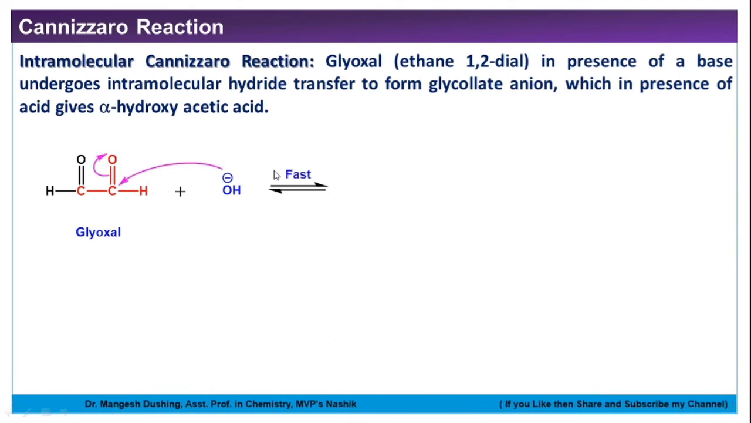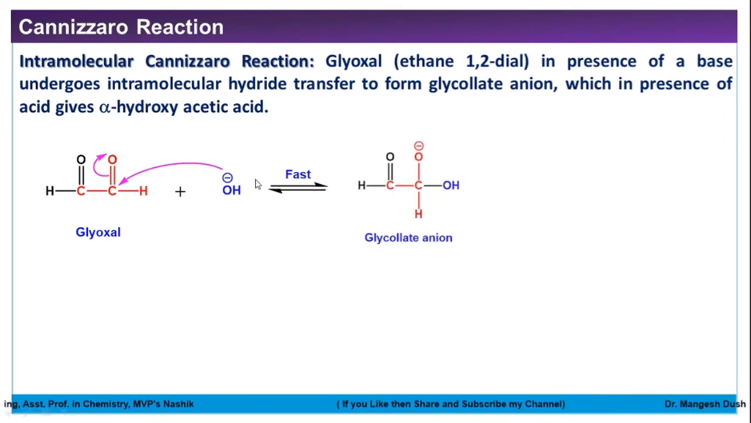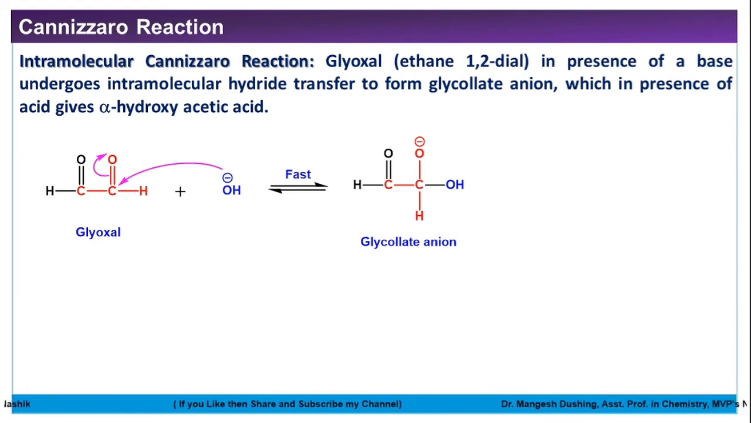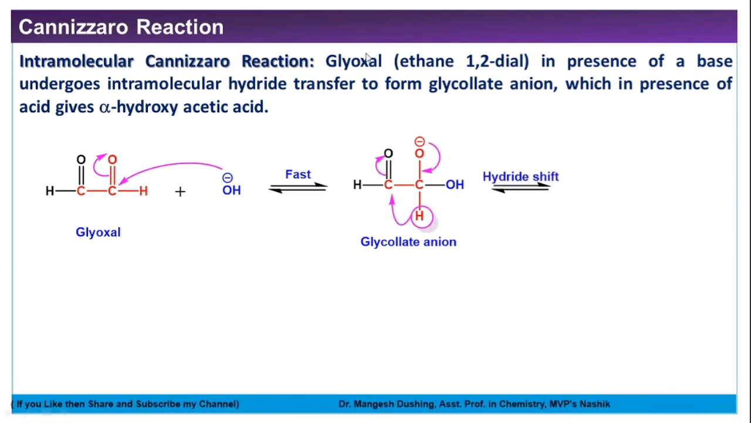So first step, this donates its electrons to the carbonyl carbon, the pi bond will break and O- will form and we will get this species. This is called glycolate anion. Now the next step is a hydride transfer. So here this negative charge coming inside, so this hydride shifts from the first carbon to the second carbon. This pi bond will break, O- will form and we will get this compound.